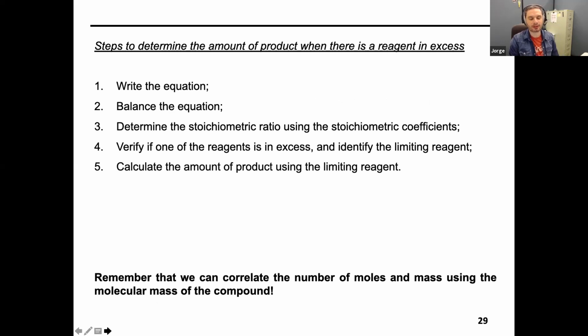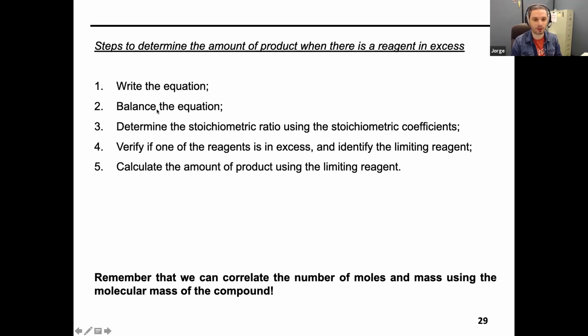Okay, so the last thing we talked about last week was regarding reagent in excess. So the strategy here, when you have a chemical equation or a chemical reaction, and you want to determine the amount of reagents needed or products produced, first thing is to write the equation always. Verify if the equation is balanced or not. If it's not, balance the equation.